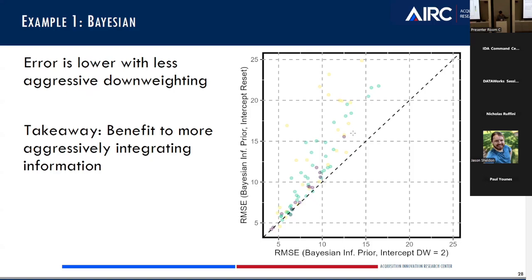I guess one thing I should mention here is all of these points are colored by the number of OT data points. And so sometimes you can discern trends. The trends tend to be stronger for the yellow and maybe green points, because those are the ones that have smaller amounts of OT data, right? The method we choose is going to matter less if we have more OT data. Okay, so that's the Bayesian.